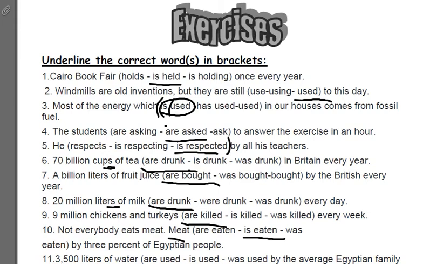3,500 liters of water was used by the average Egyptian family. So liters, plural, are used.